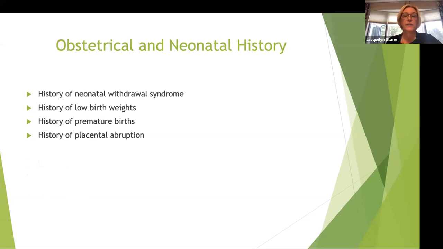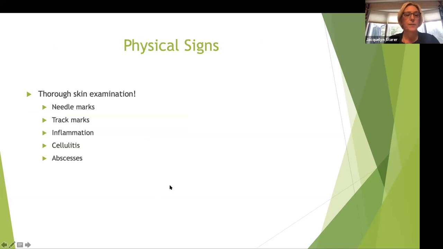And the obstetrical history and the neonatal history, and this isn't all inclusive, and neither is it diagnostic by any means. The most specific one would be if a previous infant had neonatal withdrawal syndrome. But other obstetrical events are present in higher rates in women who use drugs, which is low birth weight, premature birth, placental abruption. But obviously, those are not diagnostic of drug use.